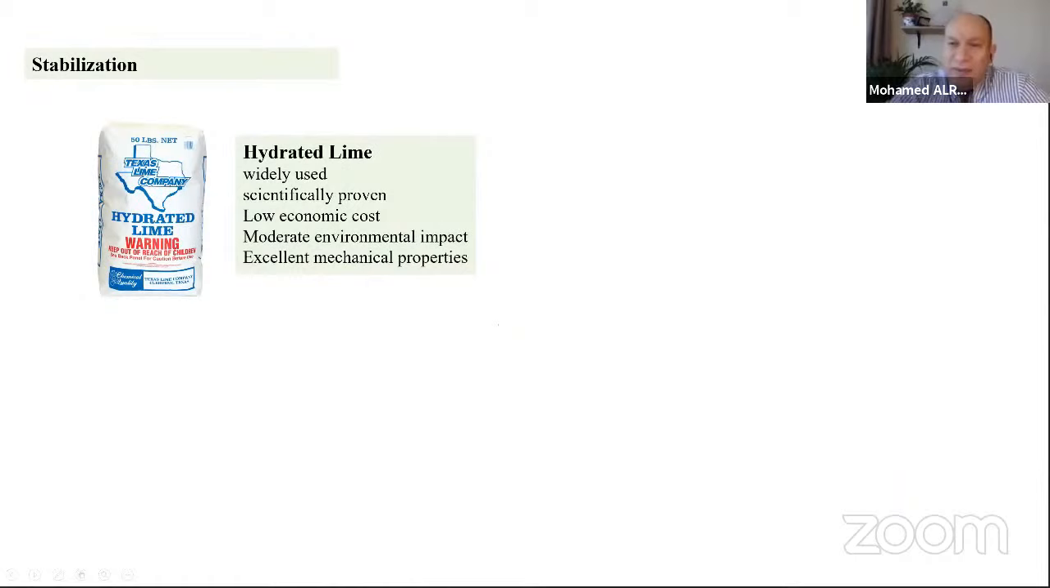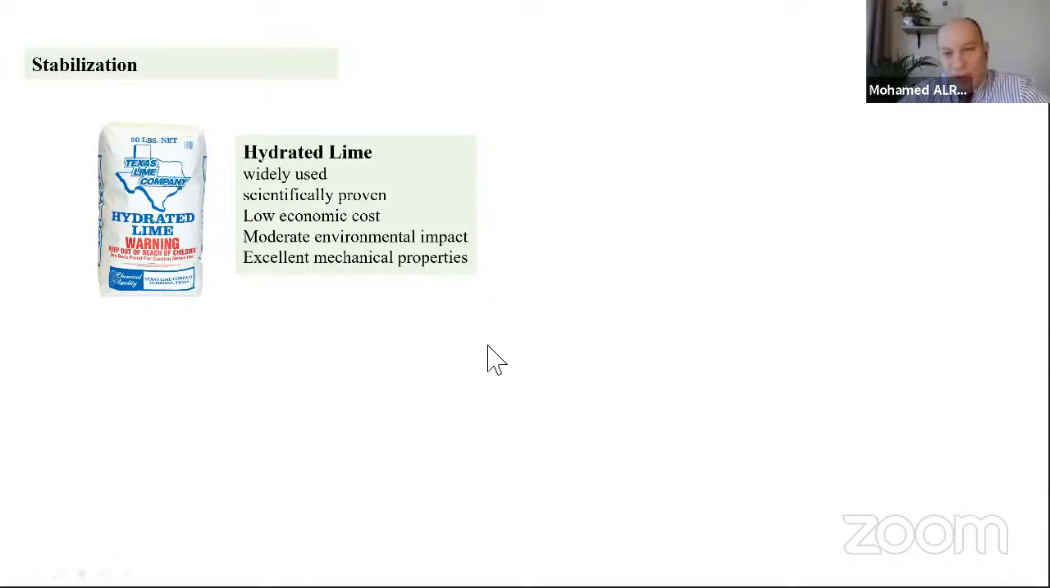There are so many stabilizers available to stabilize your soil and to increase your soil's properties. The first and the most widely used and the oldest one, a historical stabilizer since Roman time, is the hydrated lime, which is the calcium hydroxide. I have to say it in chemical definition because it has so many commercial names in different countries. So I'm talking about the calcium hydroxide. It is scientifically proven, low economic cost, with moderate environmental impact, and an excellent material that could achieve a high performance of mechanical development for your soil.